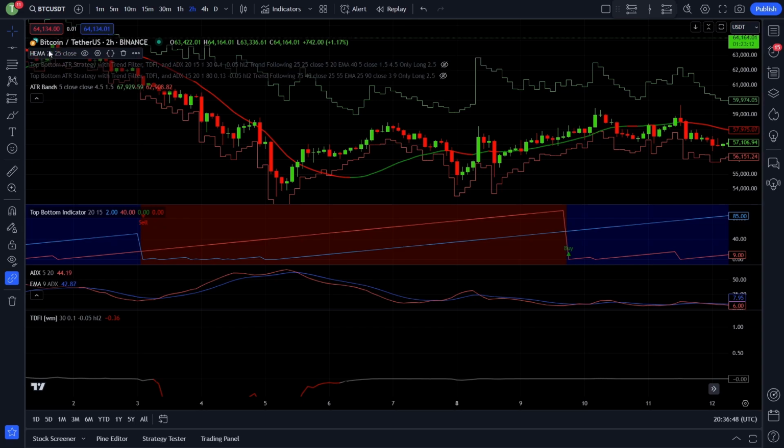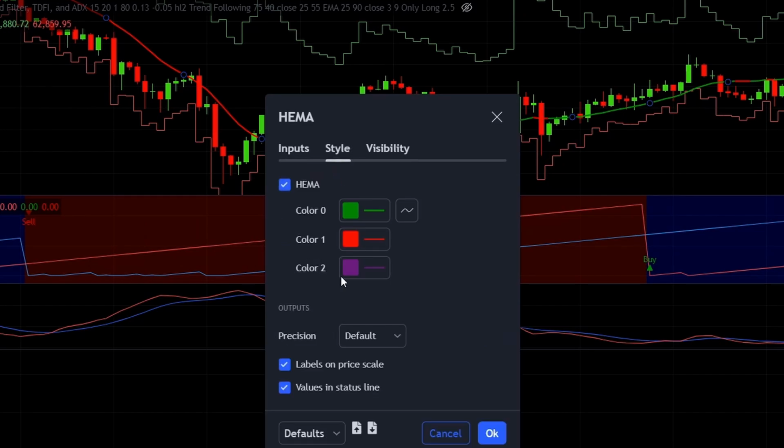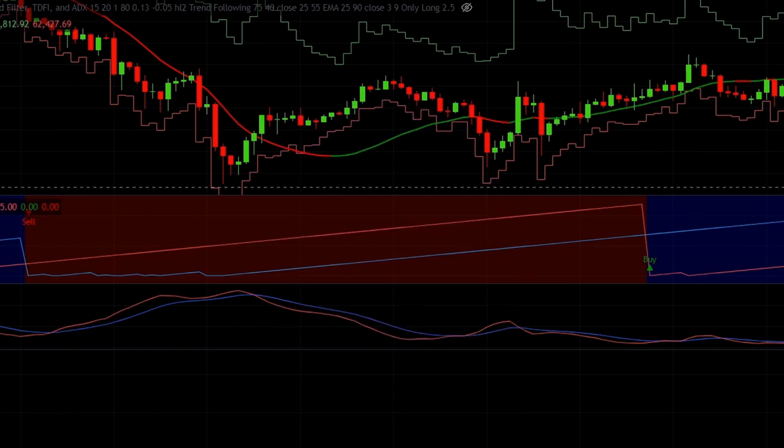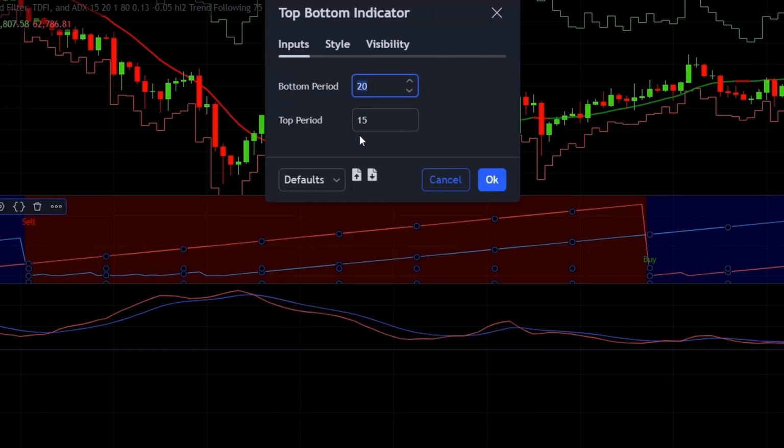So first, let's open up our trend filter, the Holt exponential, change its alpha length to 25 and the gamma length to 25. You can also play around with the coloring, I left it as it is. Then open up the top bottom indicator, change its bottom period to 20 and the top period to 15.